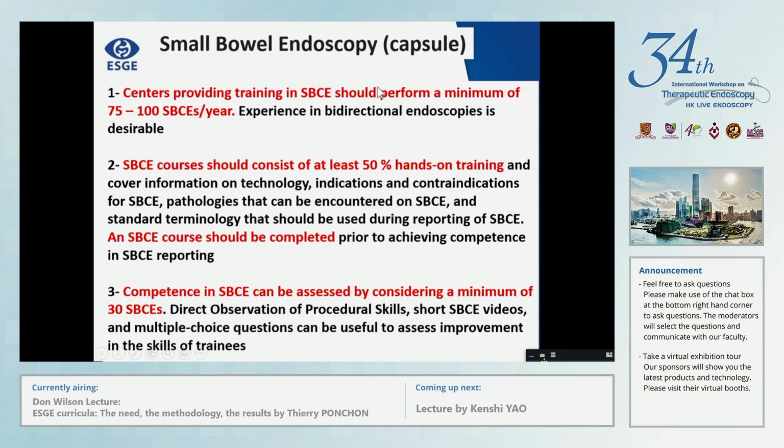So briefly, first the capsule. Capsule is part of endoscopy. So centers providing training in capsule should perform a minimum of 100 capsules per year. The courses dedicated to capsule should consist of at least 50% hands-on training. So that's 50% hands-on training. That means on a computer, of course. And it has to be completed prior to achieving competence in reporting. So you should attend such a course. And then competence has to be assessed by considering a minimum of 30 small bowel capsule endoscopies. So these are the basis.